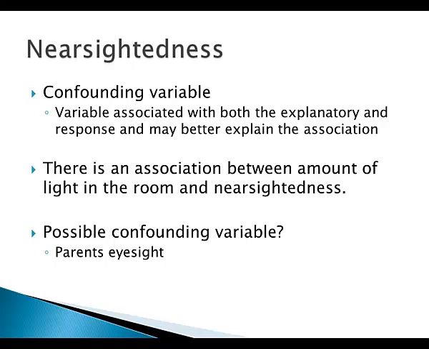In this example, there is an association between the amount of light in the room and nearsightedness of the child. An important question is: is there a possible confounding variable at play here? In this case, parents' eyesight is a potential confounding variable because parents' eyesight is associated with both the explanatory variable, how much light is in the room, and whether the child is nearsighted. Let's see a visual of this relationship.